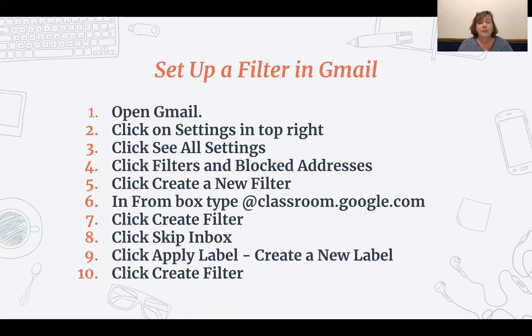And from the down arrow that pops up in the box next to it, click create a new label. Then you're going to set up a label that says Google Classroom or Classroom Notifications, whatever you want that folder to be called, and click create a filter. Then there will be a check somewhere in there that says apply this filter to all emails from at classroom.google.com that are currently in your inbox. And you want to make sure you check that so that the filter will be applied to those as well.